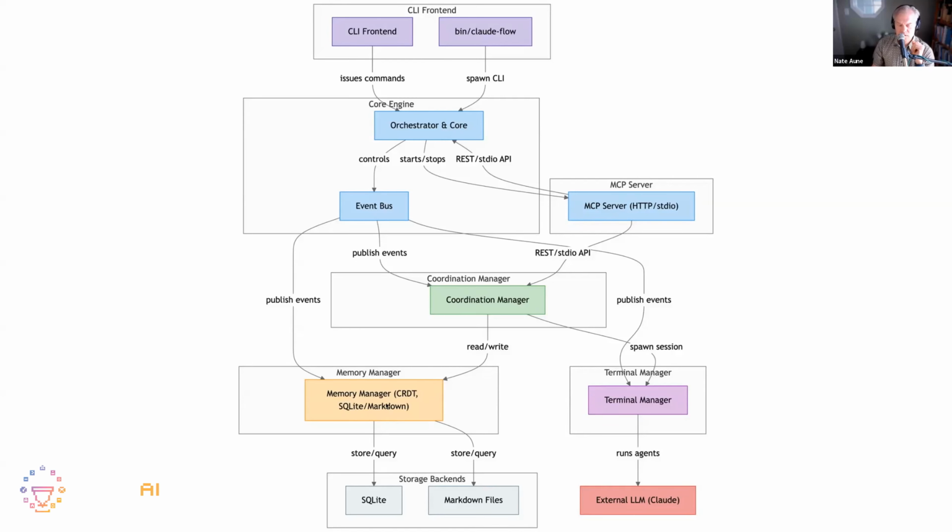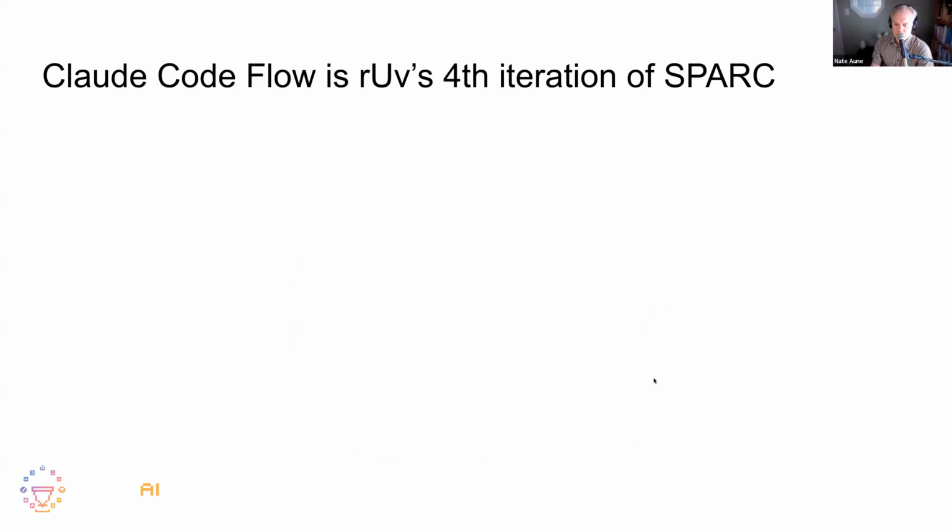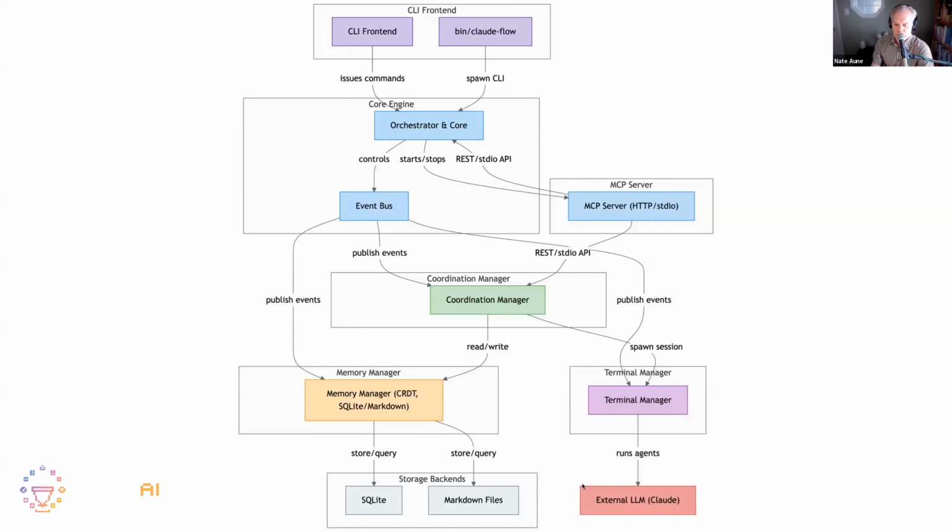That's just something that AI-assisted coding tools are typically not very good at. They have very short-term memory. So this is an attempt to alleviate that problem. And then it spawns a new session. It calls the terminal manager, and then that essentially calls the external LLM, the Claude Code. And then the memory manager is writing to either the SQLite database or Markdown files.